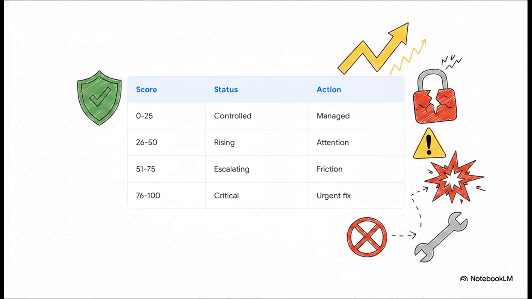A score of 0 to 25 means things are controlled. But if you're drifting into that 76 to 100 range, your visibility is lost and your digital liabilities are accelerating toward a critical, catastrophic bankruptcy event. You absolutely need urgent remediation.